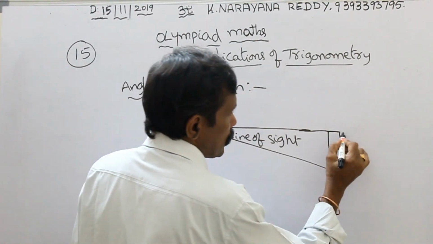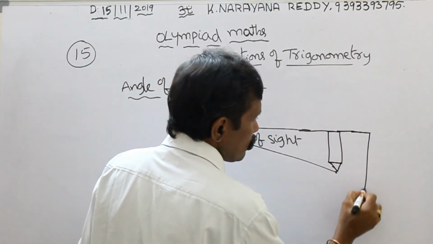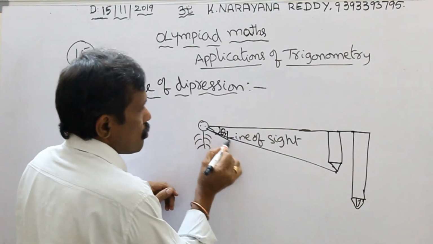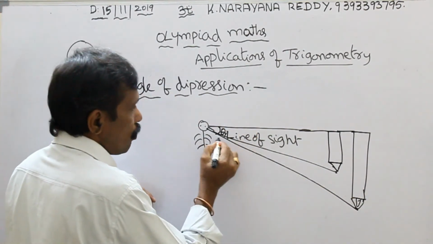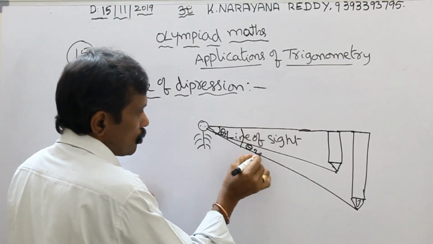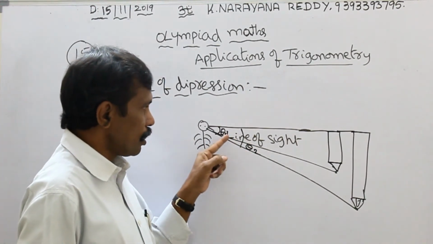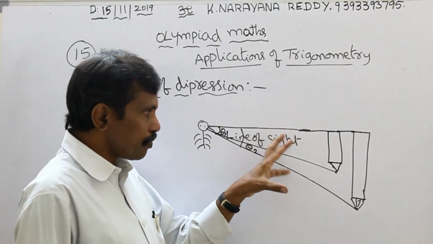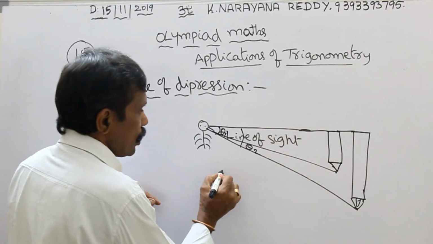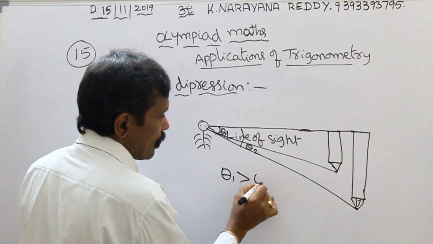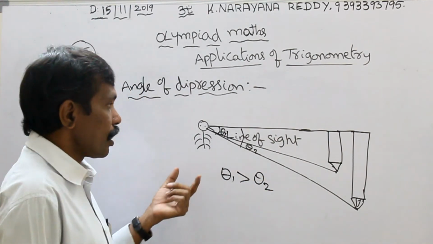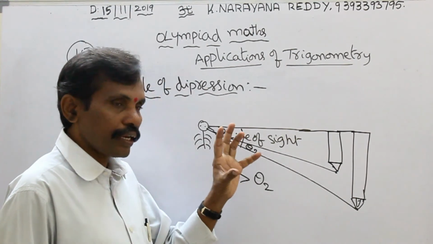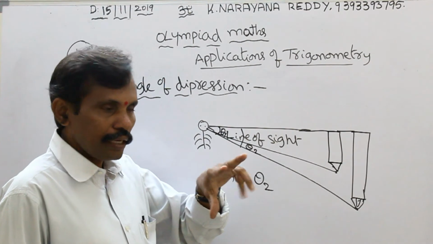That means, take another object here. So, theta 1, theta 2. See here, angle of depression theta 1, angle of depression theta 2. So, what is the difference between angle of depression theta 1 and theta 2? Theta 1 is greater than theta 2. See what is happening? Angle of elevation theta 2 is more, but angle of depression theta 1 is more. That is the difference between angle of elevation and angle of depression. Okay, please understand carefully.